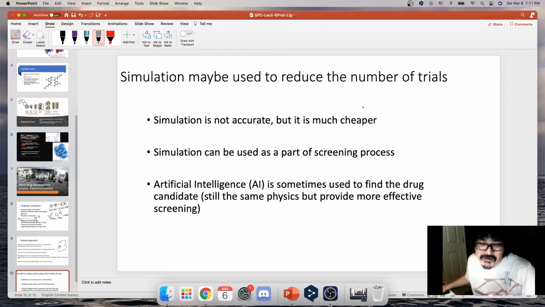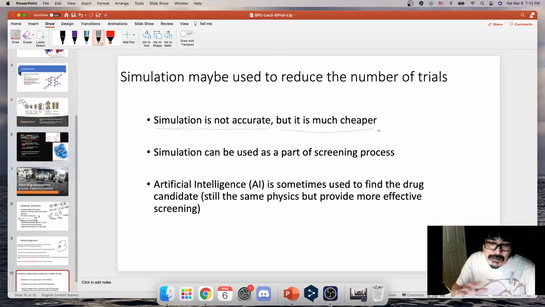So use the computer to give an initial guess of maybe this group of chemicals is the one that I should be focusing on. That insight before I do the trial is better than nothing. So simulation is not accurate. That is definitely true. You cannot really rely on the simulations, but it's much cheaper, and that's also true.